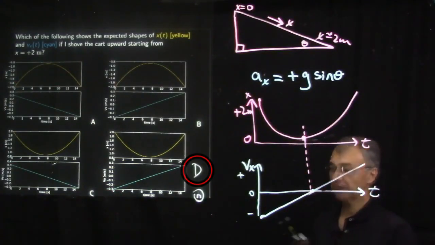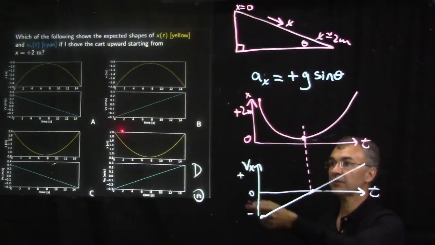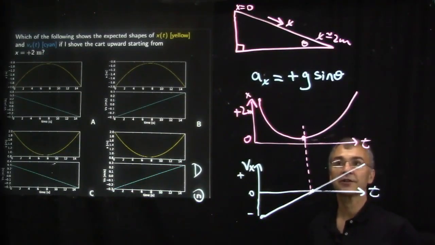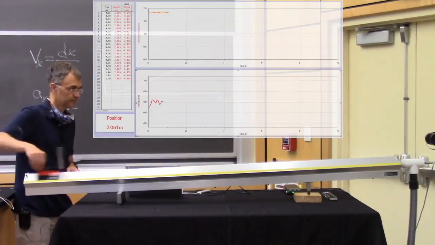So it seems like this curve D, delta, is the only one that makes sense because the x coordinate starts out at 2 meters and it gets smaller and then it gets bigger. And the velocity starts out negative and it crosses through 0 and it gets more and more positive and it has this constant positive slope. So that seems good to me. So I think I like option D, delta there. And now let's run the graph and see what happens.